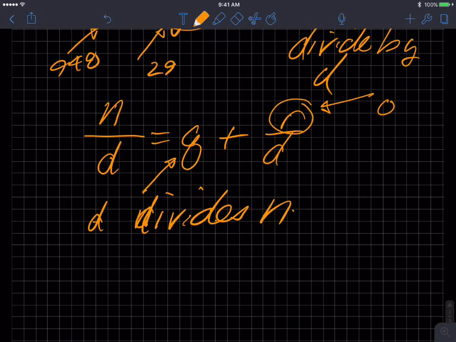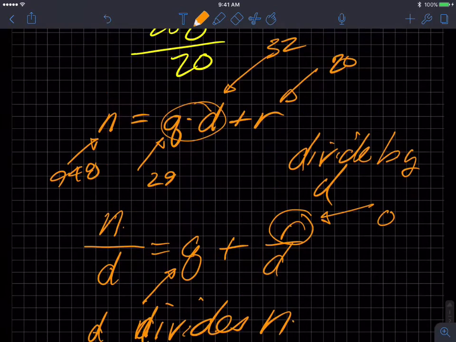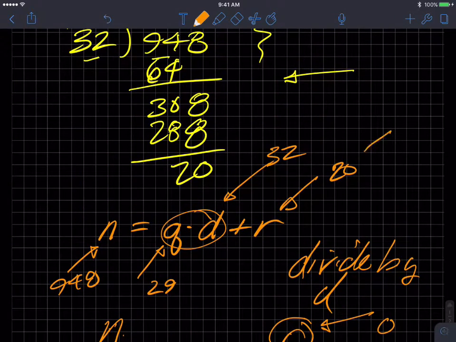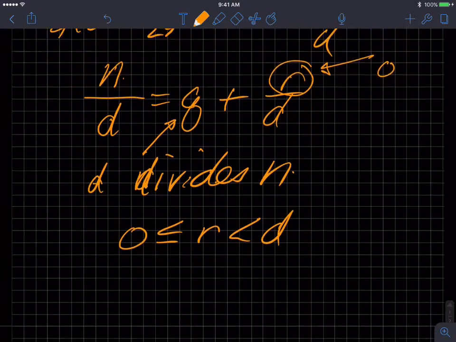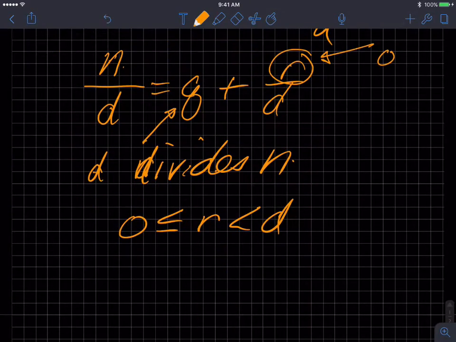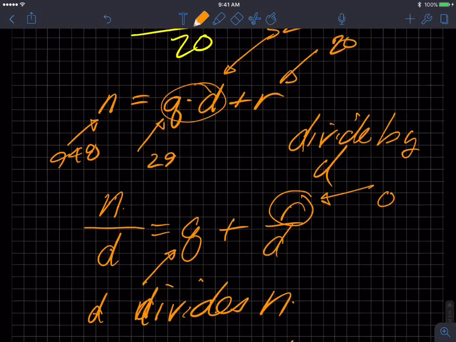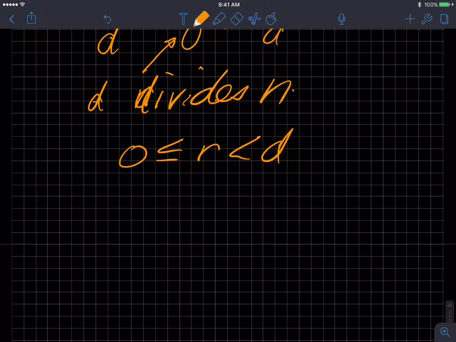R is always going to be less than D and greater than or equal to zero. Let's see if that makes sense to you. Less than D, greater than or equal to zero. So it can be equal to zero. That's if D divides N evenly. And it can be large, like in this case, 20, but R is always less than D, 32. It can never be greater than D. It can't even be equal to D.